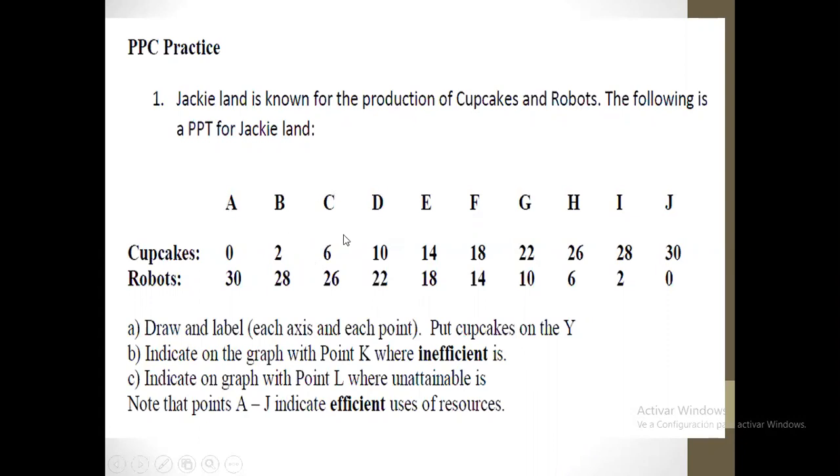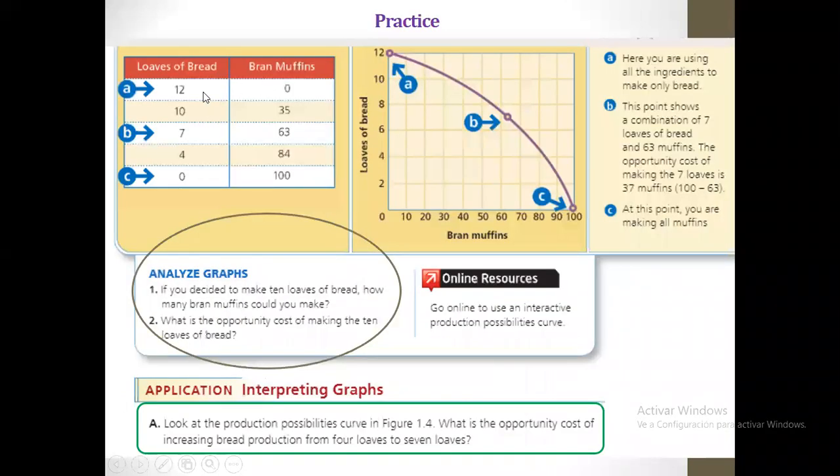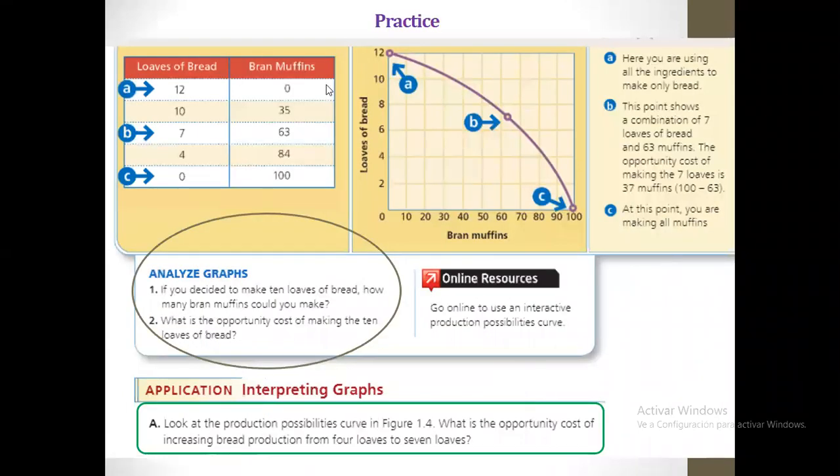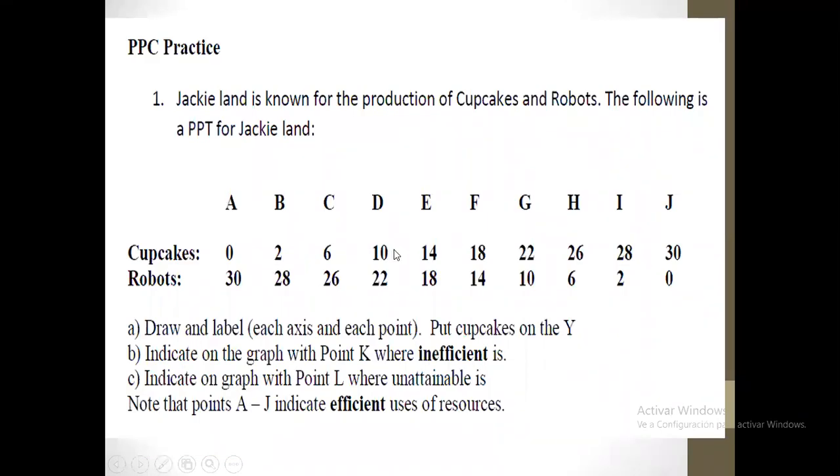And this is the table. This table is the same as this table over here. The thing is that over here, how many possibilities are there? 1, 2, 3, 4, 5, 6, 7, 8, 9, and 10 possible combinations. While in this one, there were only 1, 2, 3, 4, and 5 combinations. Now this one is longer. So I want you to draw in a graph the line, the production possibility curve of this organization, Jackie's Land, okay? I want you to do it in your notebook.